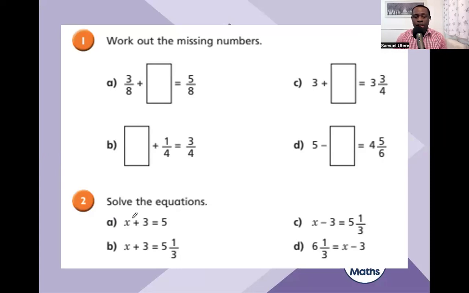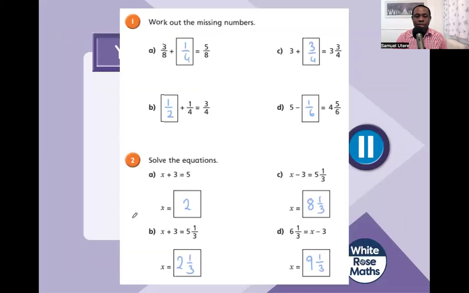Assuming you've paused the video and you've answered questions 1 and 2, here are the answers. So here you're simply asked to work out the missing numbers. So remember what we've done. You could use x as the missing value if you wanted to, but we're doing the inverse operation. So this is simply saying 5/8 minus 3/8. Okay? 5/8 minus 3/8 will be 2/8, which if you simplify will be a quarter.